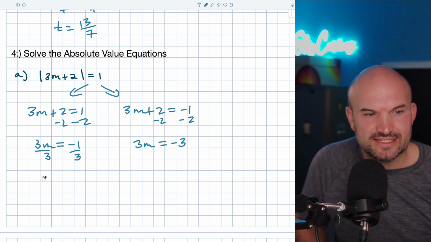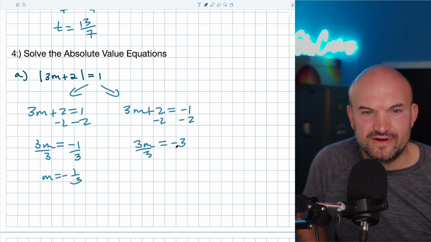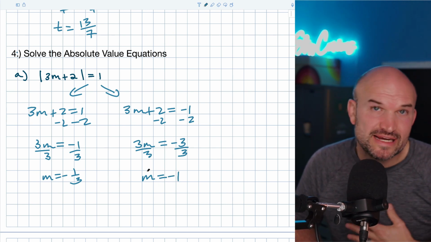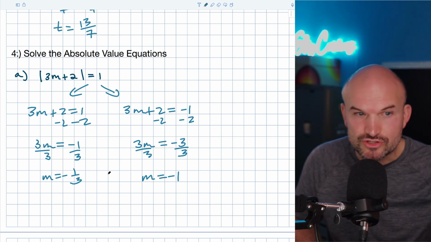So divide by 3 on both sides, m is equal to a negative 1/3. And in this case, divide by 3, m is equal to a negative 1. Now you can definitely go ahead and test these values. Make sure you're not going to be getting an extraneous solution.